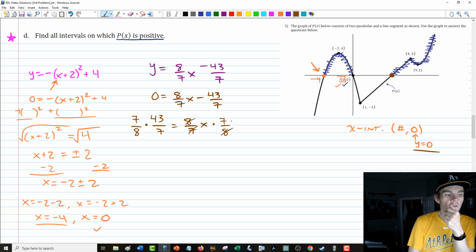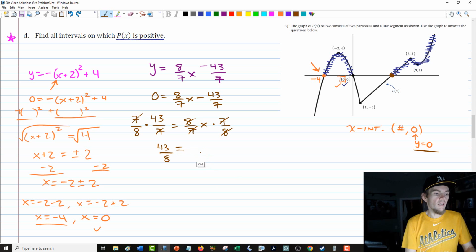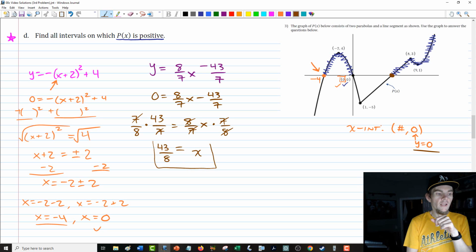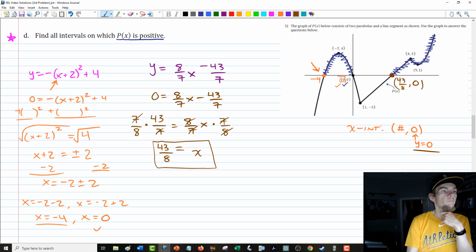The 8s will divide out. The 7s will divide out. We'll be left with 43 over 8 on the other side. We're left with x equals 43 over 8, which is somewhere in the range of 5 point something. That looks pretty reasonable to me. So the x-intercept is 43 over 8, comma 0.